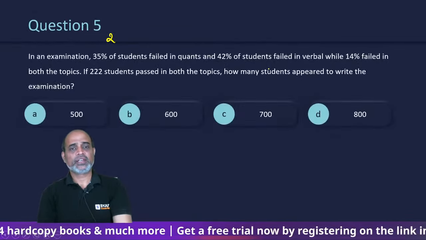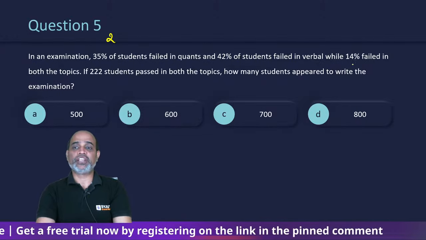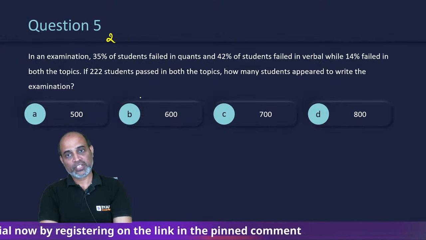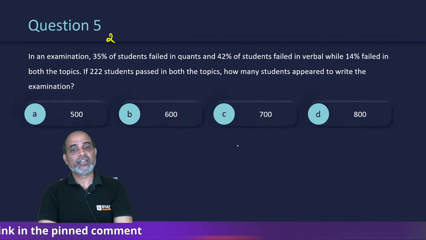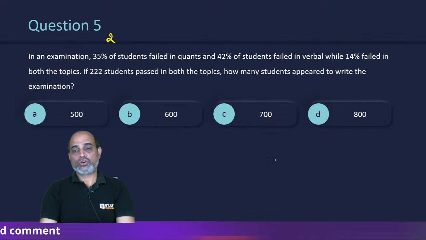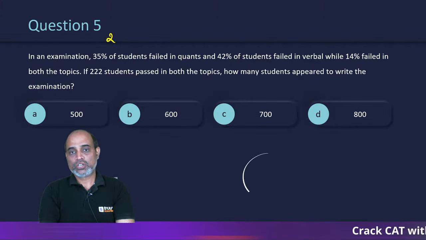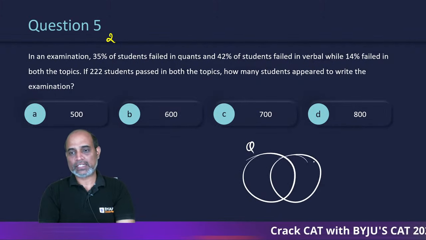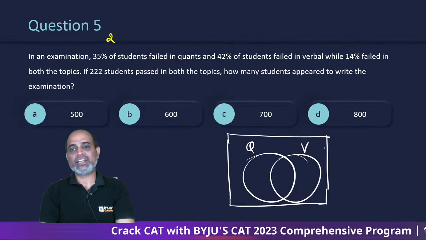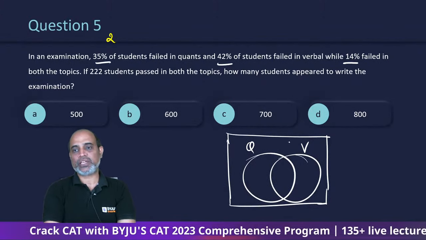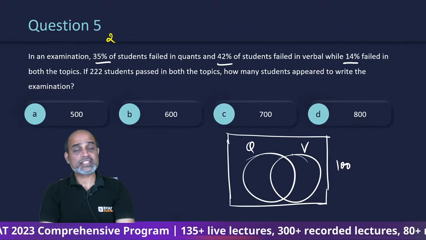Ignore करो. Next. In an exam, 35% of students failed in quants and 42% failed in verbal, while 14% failed in both the topics. If 222 students passed in both the topics, then how many students appear to write the examination? So, Venn diagram से आप इसको solve कर सकते हो. So, I'll prefer Venn diagram over here. So, we have got this as quants and then we have got this for verbal and this is what we have overall. Since we are dealing with percentages here, I will assume that the total students are 100. Out of those 100, these are failed students.